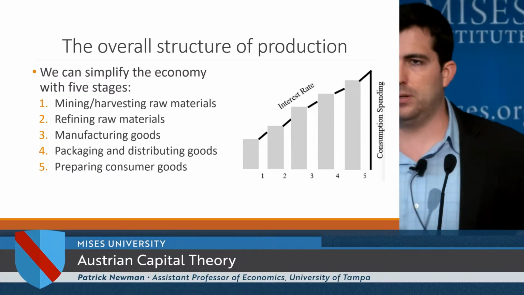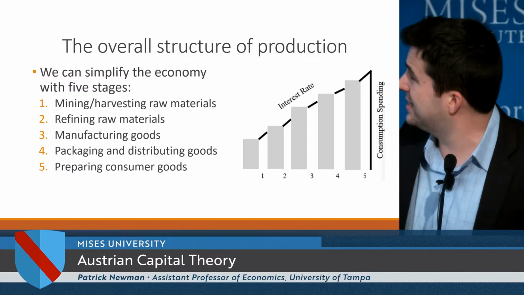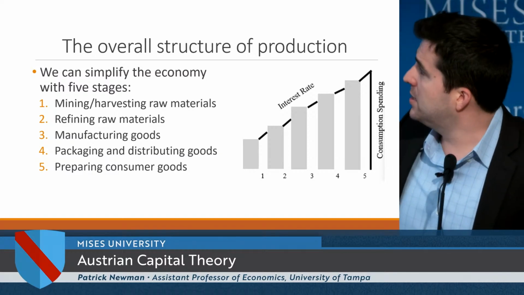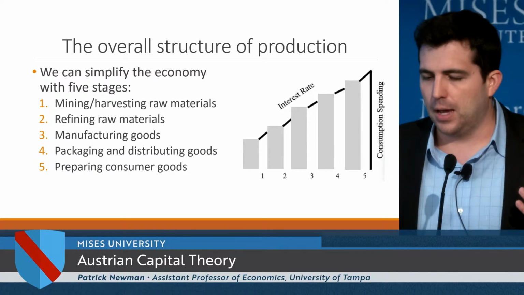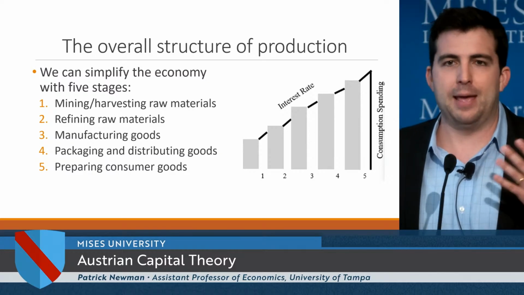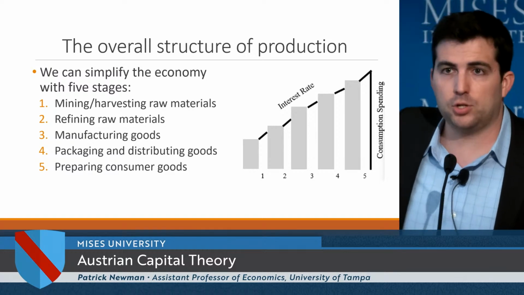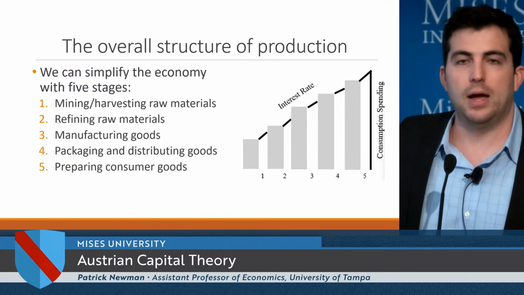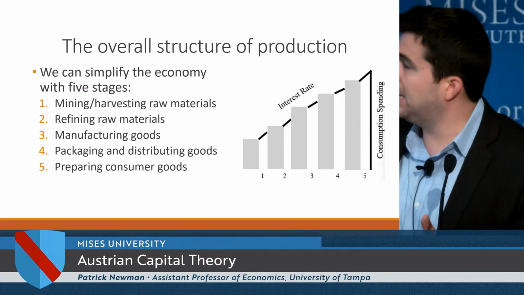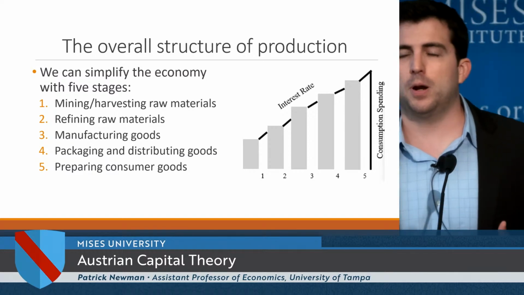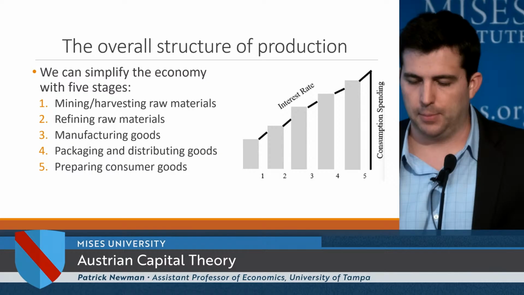And then the consumer enjoys it, and this could be an iPhone. This could be the ham sandwich, whatever, right? But the structure of production exists for all goods, right? And we can use something like this to describe the structure of production for the entire economy. Okay.